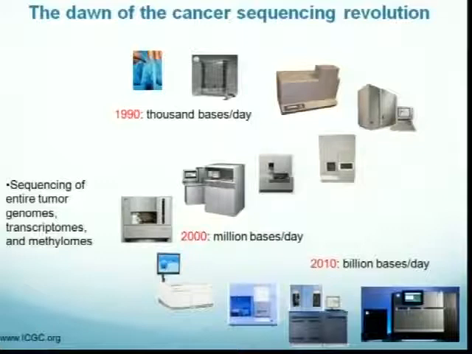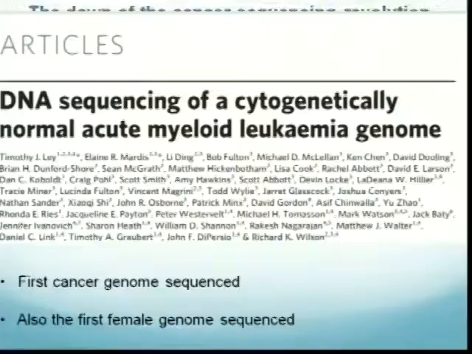Obviously, the advance in technology is what really has spurred on our ability to sequence and understand tumor genomes, transcriptomes, and methylomes at a much, much larger scale. This machine here, the ABI 3730xl, was the workhorse of the Human Genome Project, and right now the current sequencers, the Illumina, the SOLiD, and soon the Pacific Biosciences instrument, are the mainstay instruments for the near future.